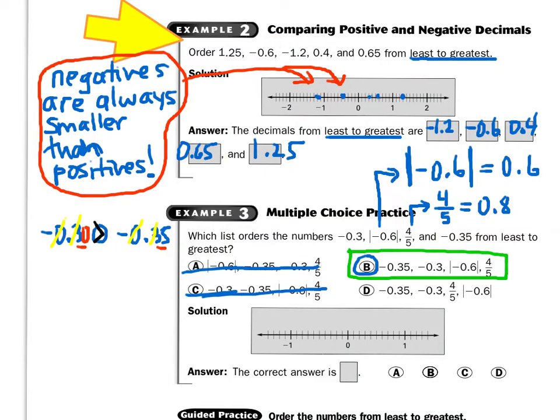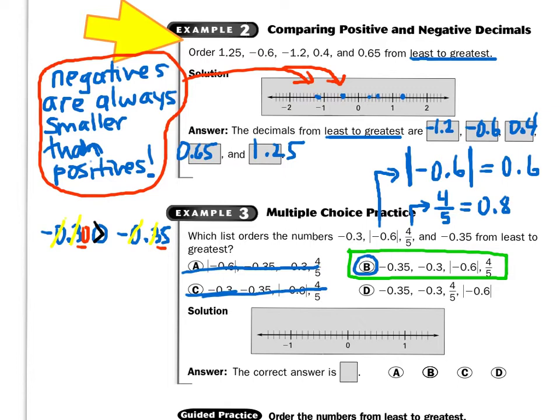Okay, so when we're comparing positive and negative decimals, remember, negatives are always smaller than positives. Put that in your note-taking guide, okay? And you know that already. So what I did is I graphed these. So 1.25 would be after the 1 right there, and then negative 0.6 is right about here after the 0. It's on the left-hand side, it's negative, and then negative 1.2 is just a little bit past negative 1, and then 0.4 would be right there, and then 0.65 is just right there.